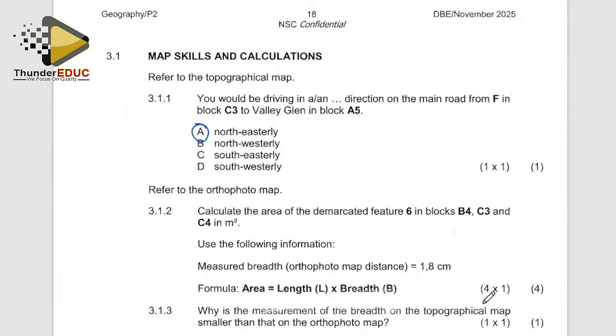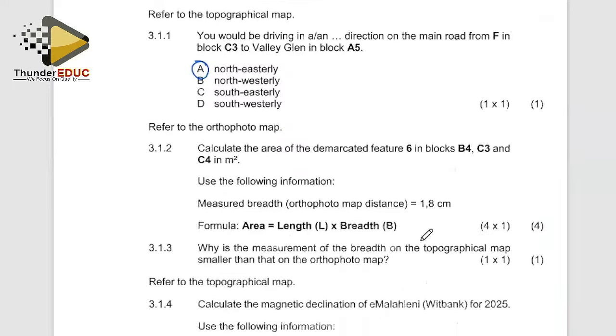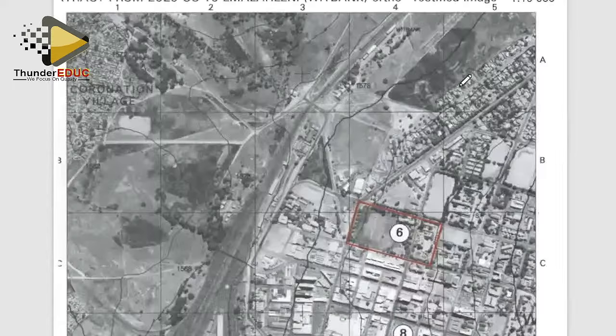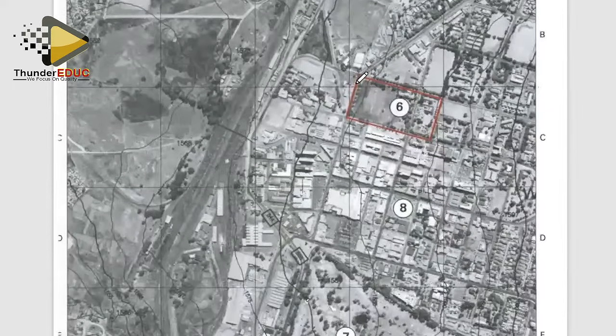That is the direction. Refer to the orthophoto map, calculate the area of the demarcated feature 6 in blocks B4, C3 and C4 in square meters. We are told that the breadth of the area is 1.8 centimeters. This is an extraction from an orthophoto map. We are looking at this red demarcated area labeled 6. The breadth has already been provided as 1.8 centimeters, so what you need to do is to measure the length here.